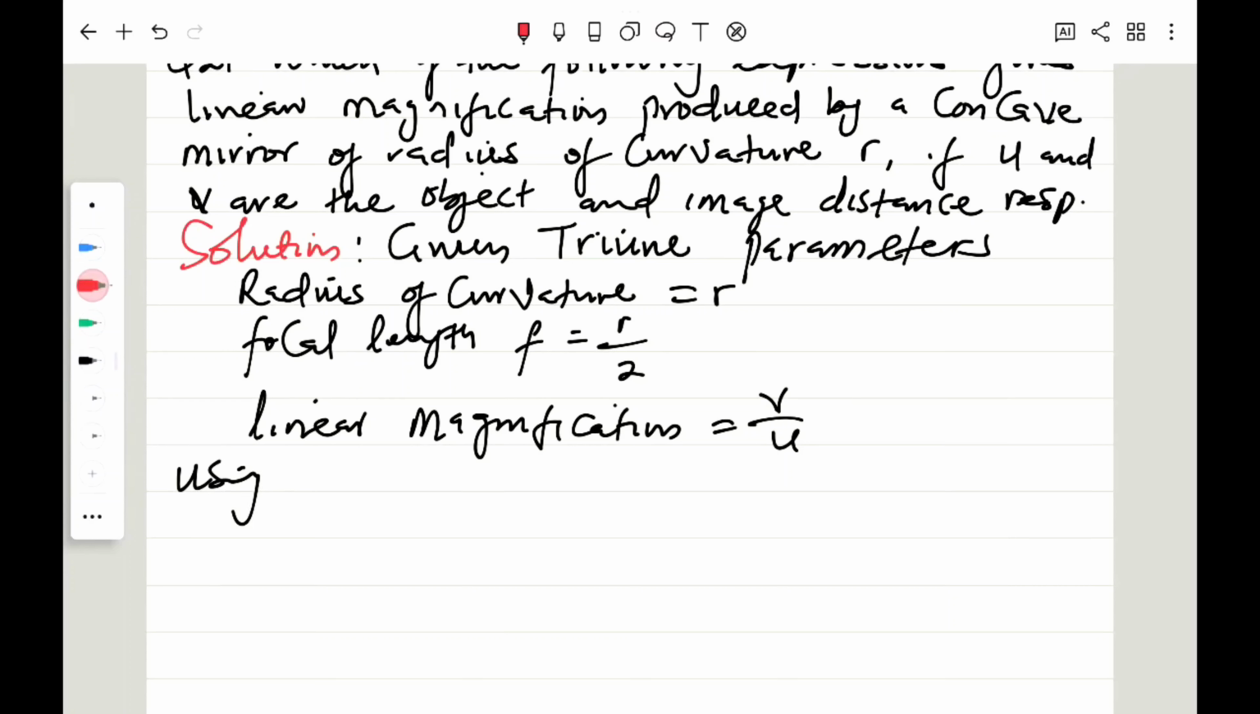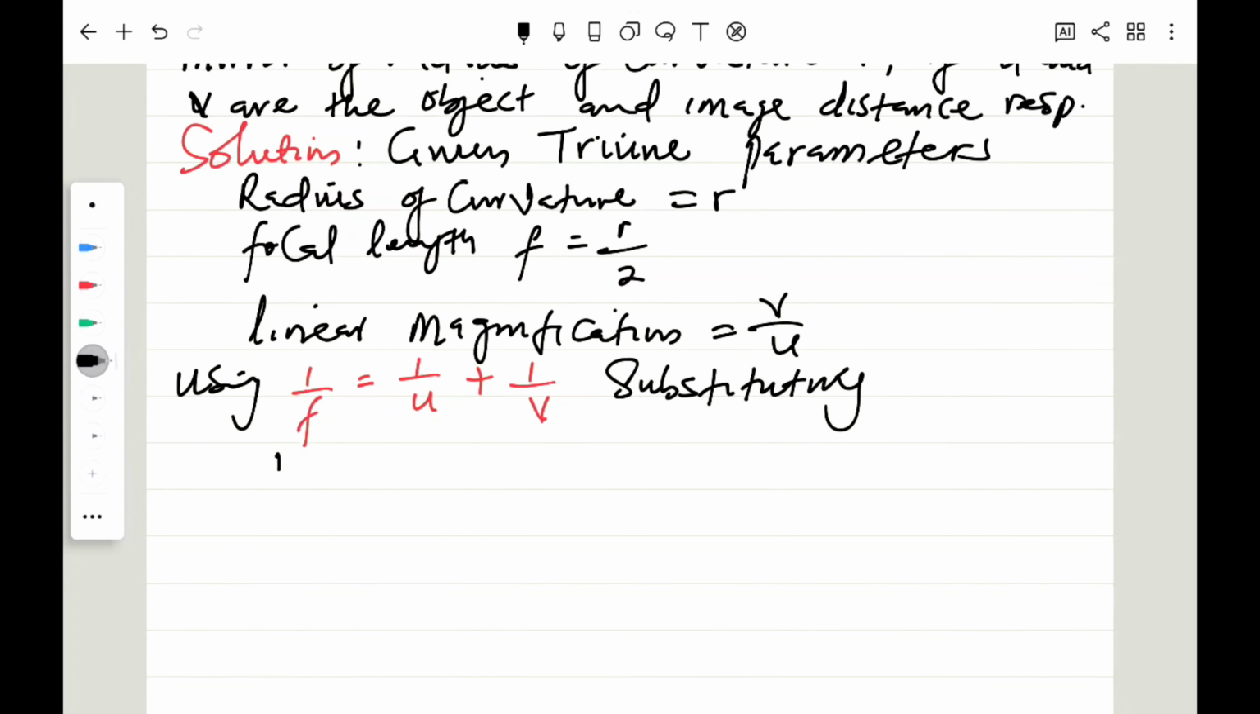So using 1 over f is equal to 1 over u plus 1 over v, the mirror equation. Let's substitute now. By substitution, we now have 1 over r over 2 is equal to 1 over u plus 1 over v. 1 over r over 2 will give you 2 over r. So 2 over r is equal to 1 over u plus 1 over v. Is that clear? So what are we going to do from here?